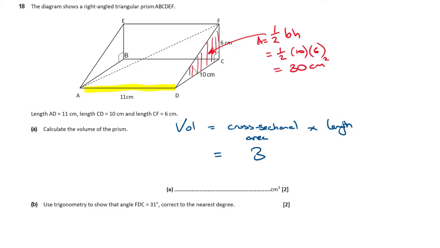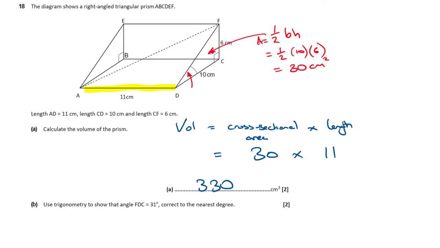So I'm going to take that 30 and I'm going to multiply it by the length between the two faces, which is 11. 30 times 11, that's going to be 330, isn't it? 330 cubic centimeters. Okay. Now, part B says, use trigonometry to show that the angle FDC is 31 degrees. What is FDC? Okay, let's just clear this up a little bit. So FDC, this one here, isn't it? We want to show that it's 31 degrees.